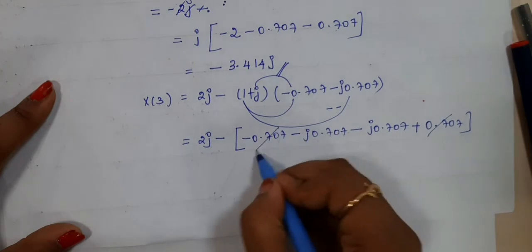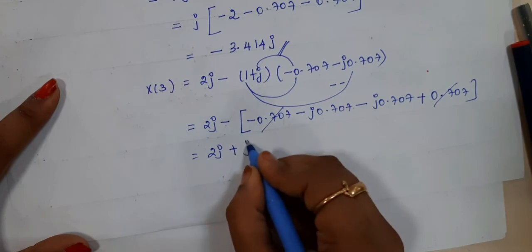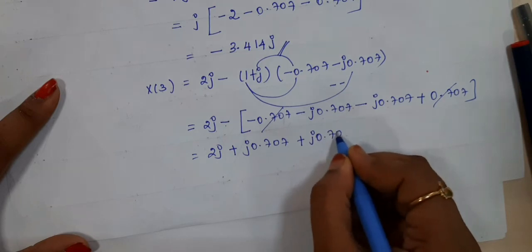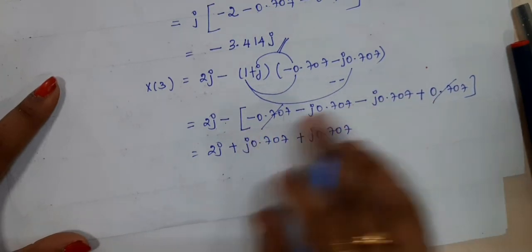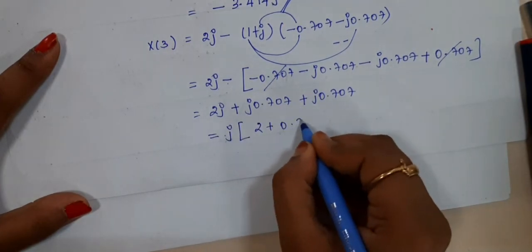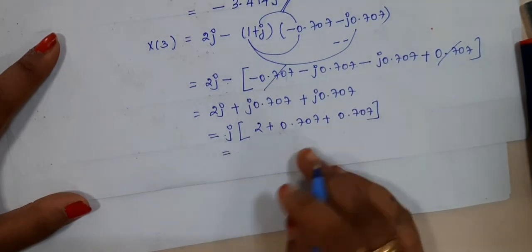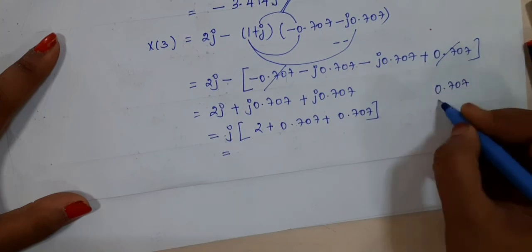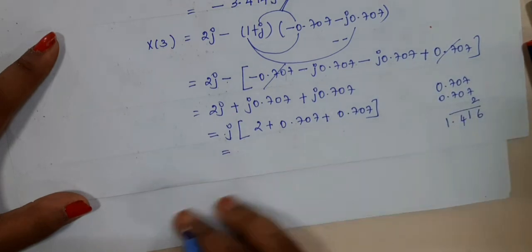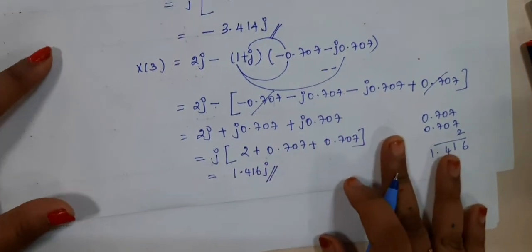Plus 0.707. So here itself this 2 will get cancelled. Okay. 2j, this minus plus j 0.707, minus plus j 0.707. You will get it, and because these two terms got cancelled, now you can take the j term outside. 2 plus 0.707 plus 0.707. So if you add this, 0.707 again with the 0.707, 1 point something will come. So this is 1.416 j. So like this you have to do.